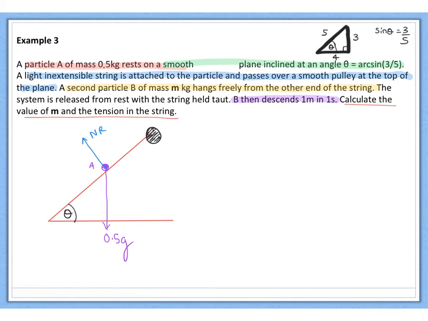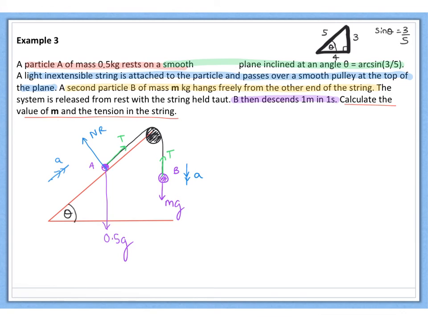Here's the pulley, a smooth pulley at the end of the plane, and there's a light, inextensible string passing over the pulley, attached to A at one end, and then at the other end it is attached to particle B, which has a mass of m, so a weight of mg. Let's then put in a tension force here, pulling A up the slope, and a tension force here, like that. Now, when the system is released from rest, we know B will move downwards, so will accelerate down in a vertical direction. A will accelerate up the slope like that.